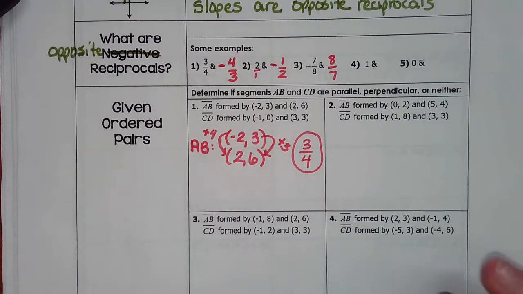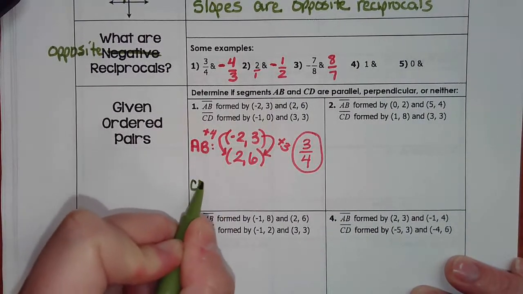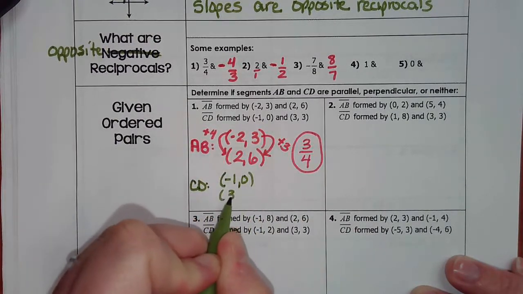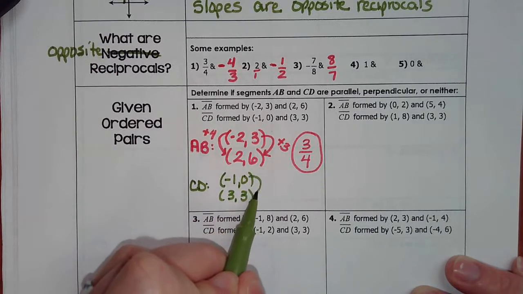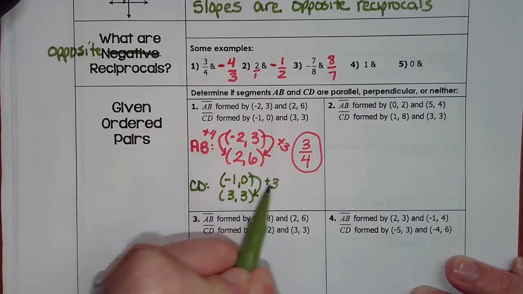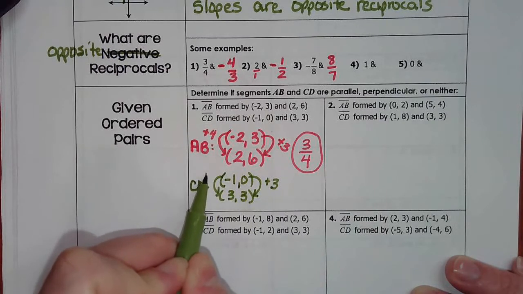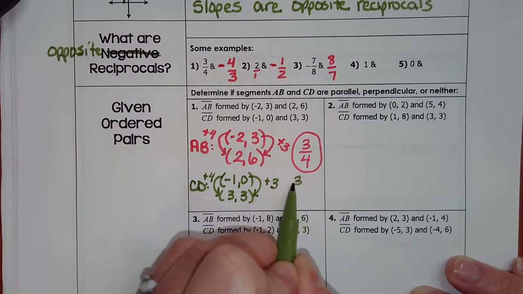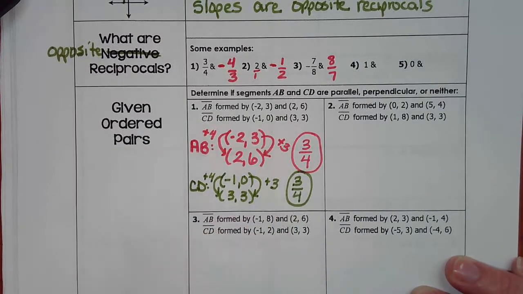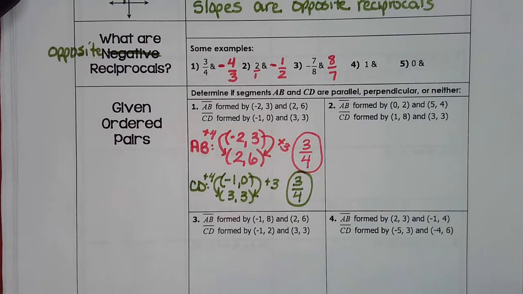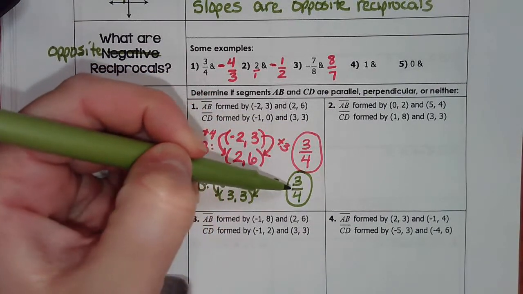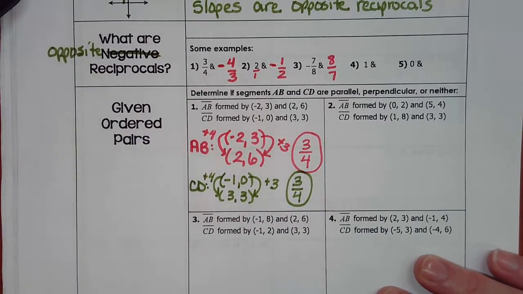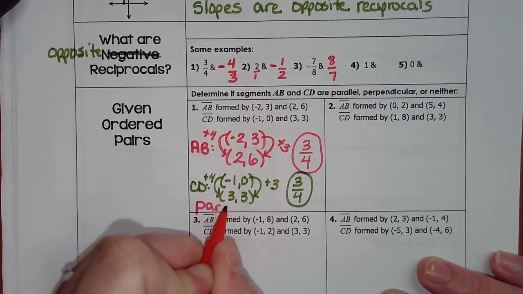Then I now need to also find the slope of CD. So I take my points and I stack them. -1, 0, 3, 3. To go from 0 to 3, I go up 3. To go from -1 to 3, I go up 4. Then to write my slope, you write it right over left, 3/4. Once you've written your slopes, now you compare them. 3/4 and 3/4, they're exactly the same. So for these two lines, my answer would be parallel.